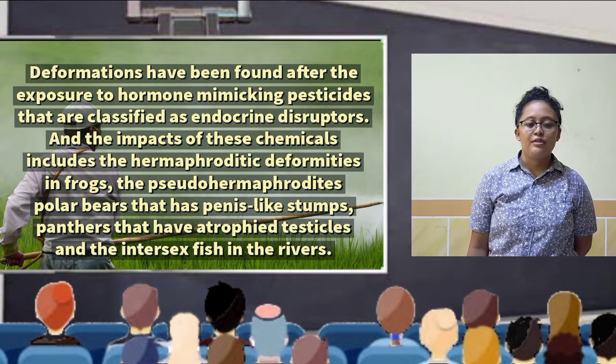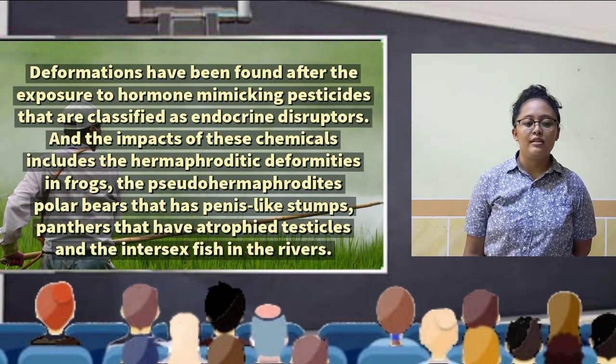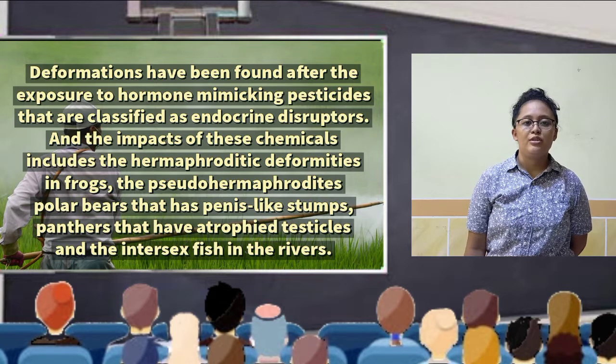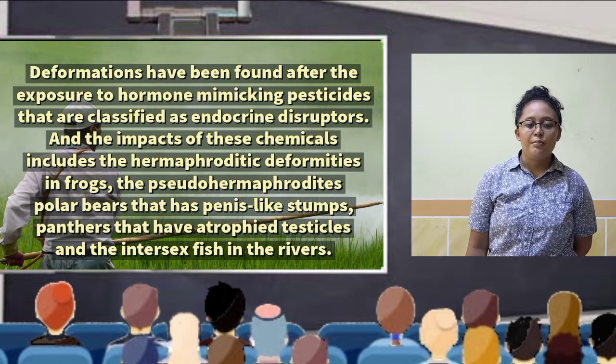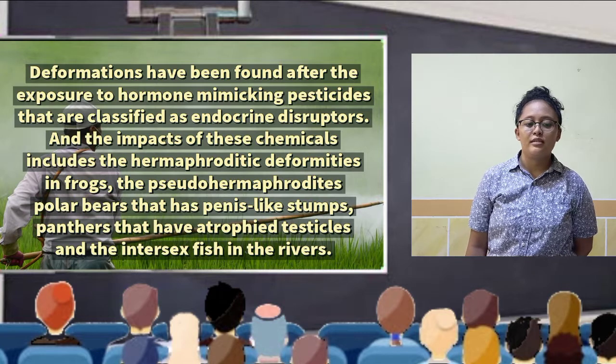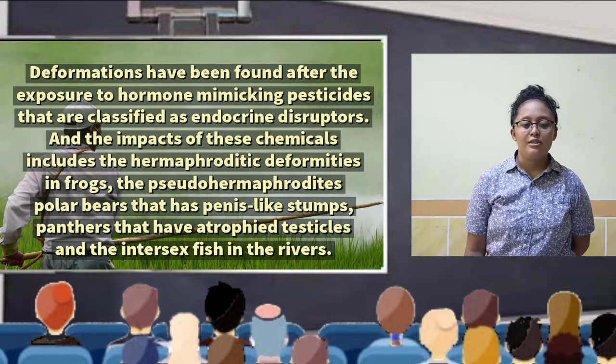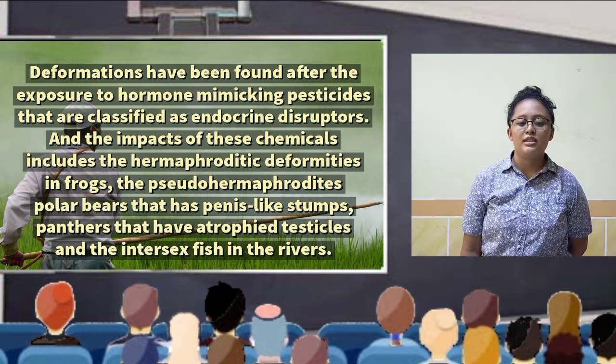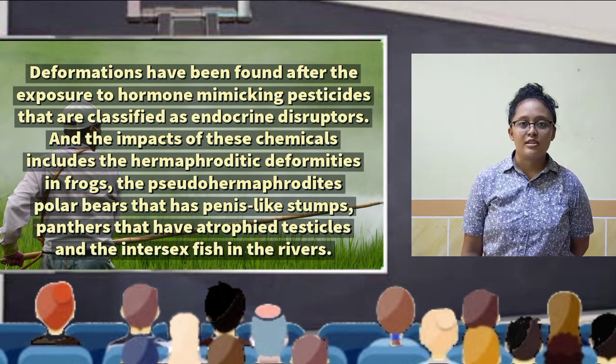Deformations have been found after exposure to hormone-mimicking pesticides that are classified as endocrine disruptors. The impacts of these chemicals include hermaphroditic deformities in frogs, pseudohermaphrodite polar bears that have penis-like stumps, panthers that have atrophied testicles, and intersex fish in the rivers.